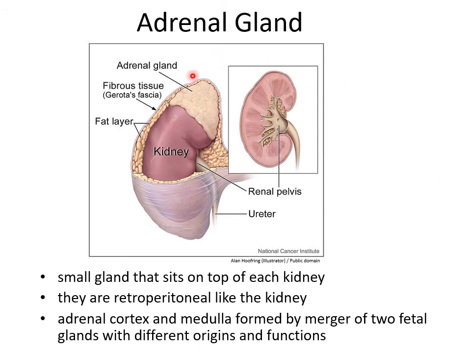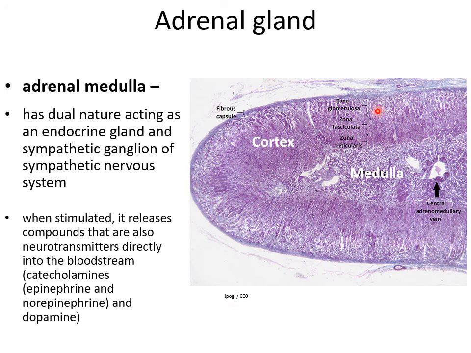The adrenal glands. The adrenal glands look like little hats sitting on top of your kidneys. They are retroperitoneal, which means they are right against the back wall of the abdominal pelvic cavity, right where the kidneys are. And they are made up of two tissues, an adrenal cortex and a medulla. Here's the histology of the adrenal gland. The inner section is, of course, the medulla, and the more superficial section is the cortex.